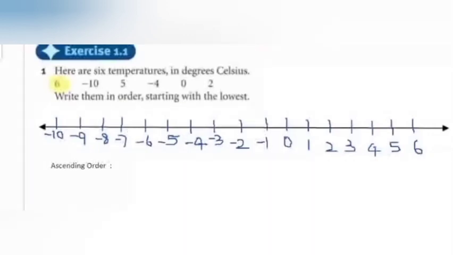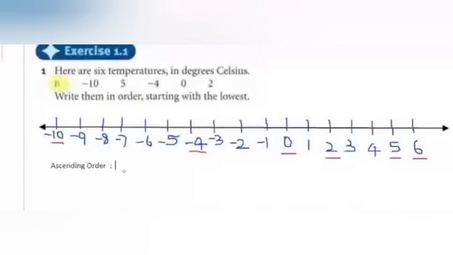6 is here. And then my number -10 is here. Next, I'm going to pick the number 5 here. 5 is here. Number -4, I have marked it here. And 0 is here. And the number 2 finally is here. So what I'm going to write is the numbers from left to right as I have marked them. That will be the ascending order. That will be the answer for this question.